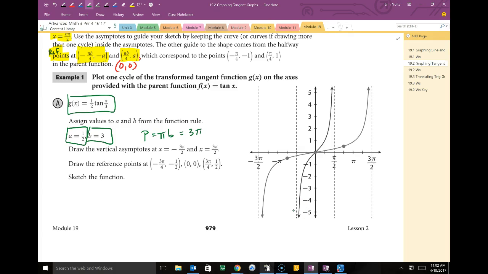Okay, so this is kind of interesting, I think, but check out these vertical asymptotes. Tell me the correlation between the period and where these exist. Do you see how they're related?